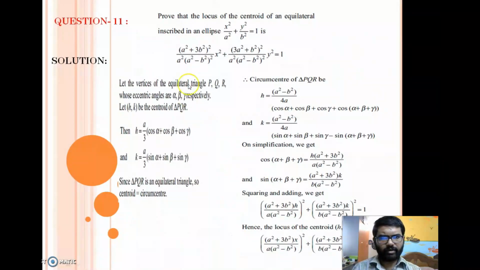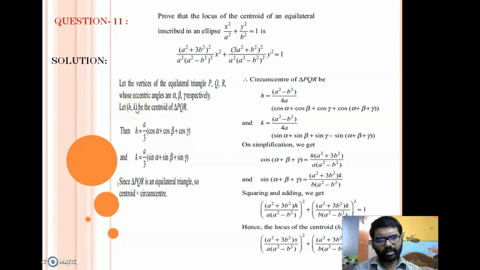Next, question number 11. Prove that the locus of the centroid of an equilateral triangle inscribed in an ellipse is this one. Let me take the vertices of an equilateral triangle at points P, Q, R with the eccentric angles alpha, beta, gamma. If you take H comma K as the centroid, then we'll get all 3 points: P (a cos alpha, b sin alpha), Q (a cos beta, b sin beta), R (a cos gamma, b sin gamma). Like that you have to take the points.